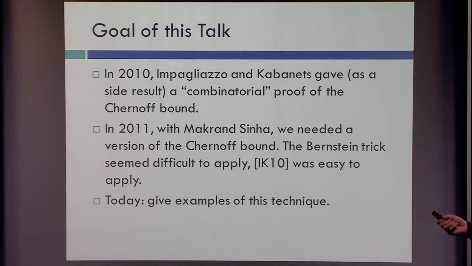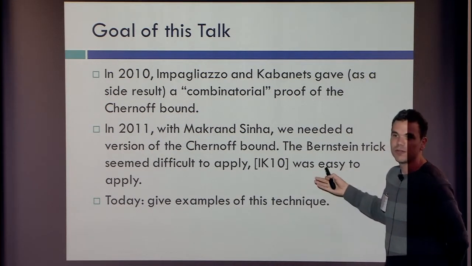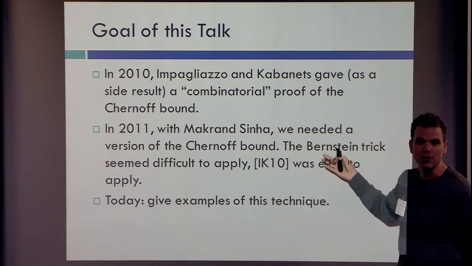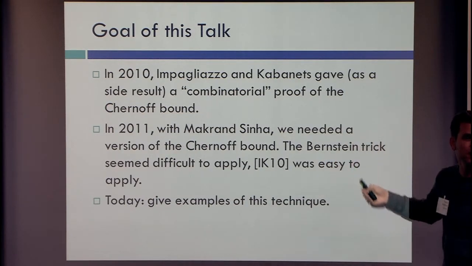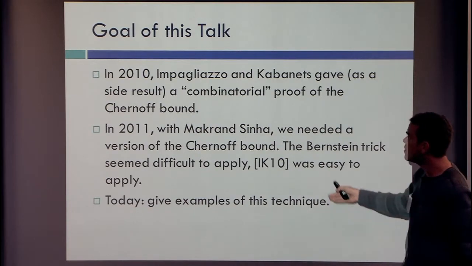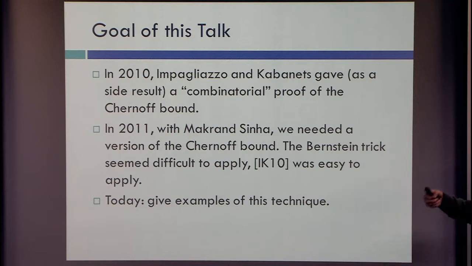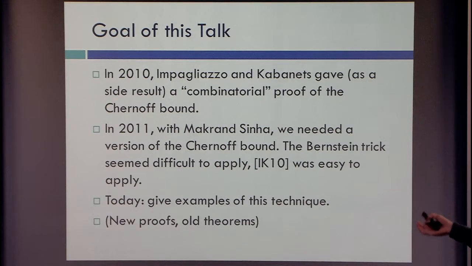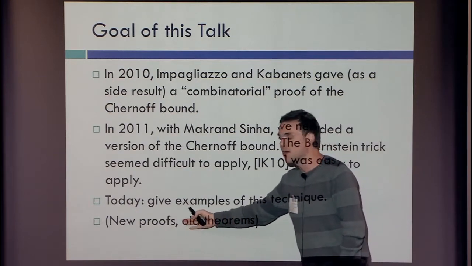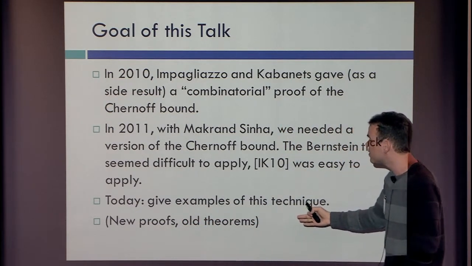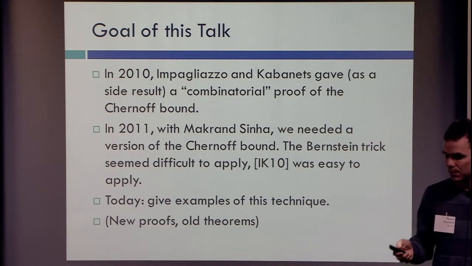So what I want to do today is give examples of this proof, because I think it happens fairly often that we have to prove Chernoff bounds, that we have to prove concentration, and I think this proof is just not known enough. Maybe when it's useful, people don't know it, and it would be easier to prove bounds using this technique. So what this means is I'm going to give you, in some sense, new proofs of old theorems.